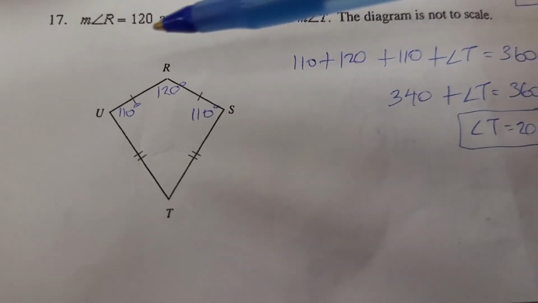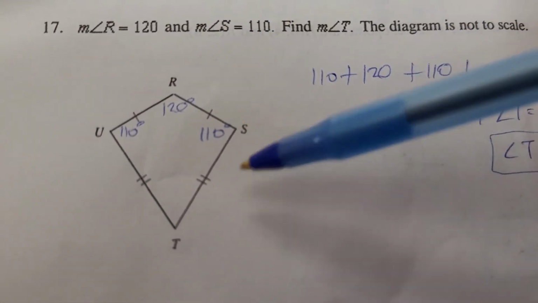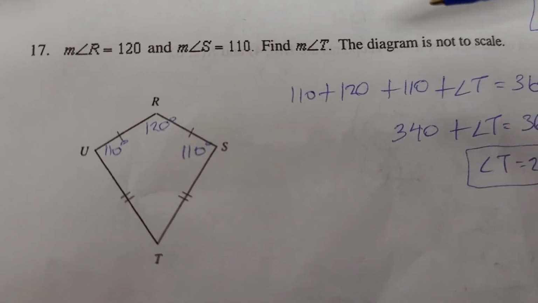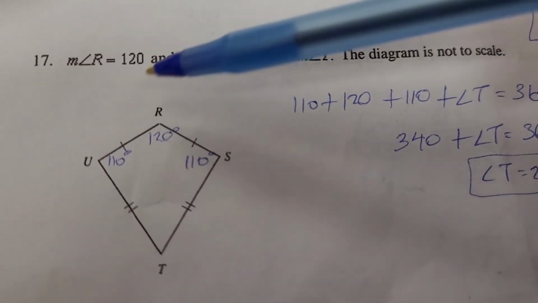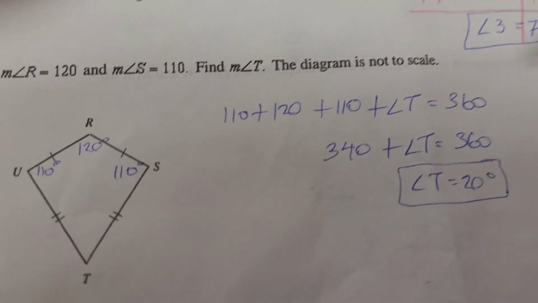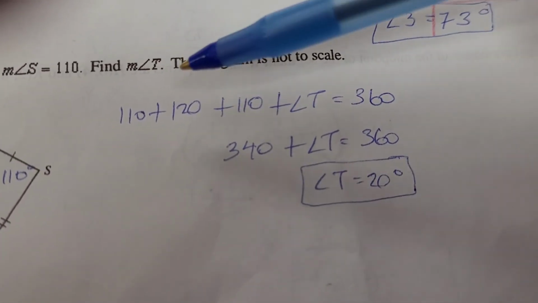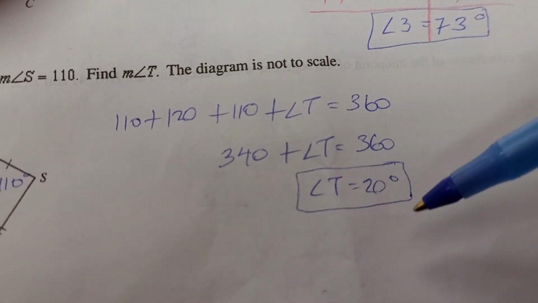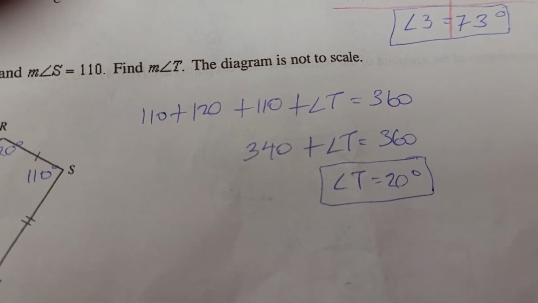So remember, in a quadrilateral, this has to add to 360, so I can just do some algebra here. I'm going to say 110 plus 120 plus 110 plus the measure of angle T is going to be 360. If I add all these up, I'm going to get 340. 360 minus 340 is going to give me T equals 20.